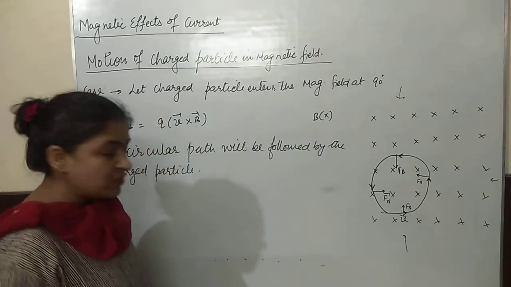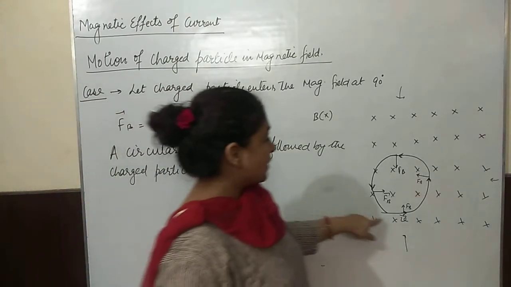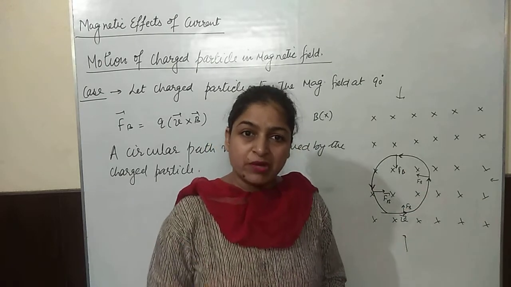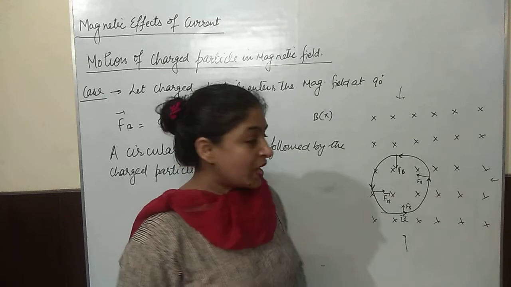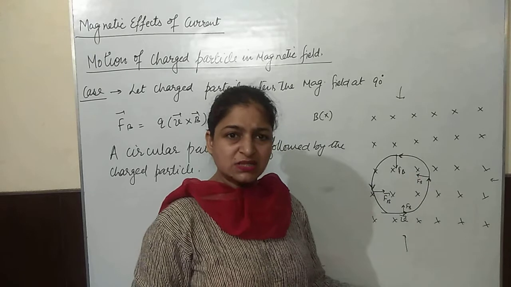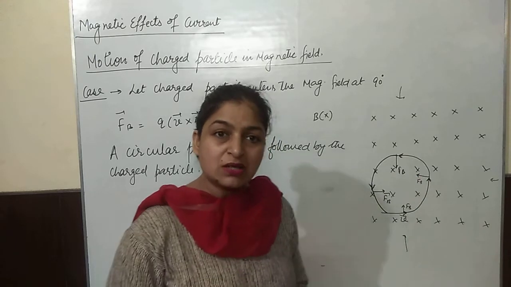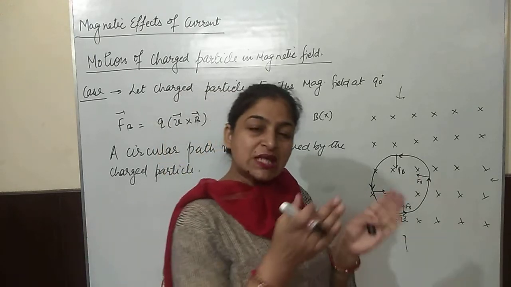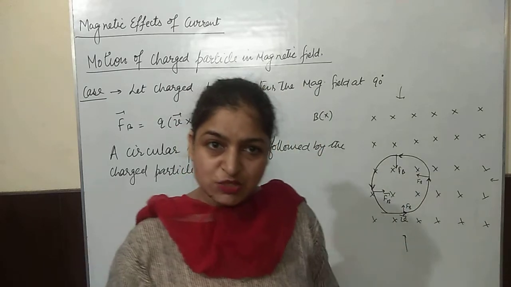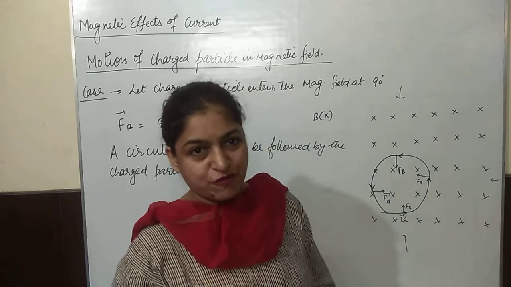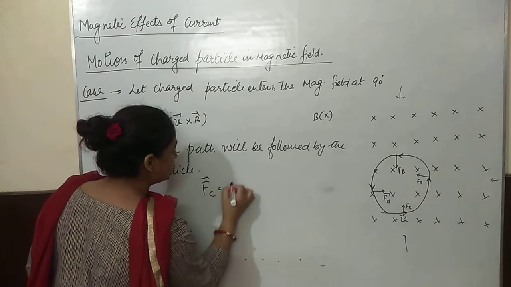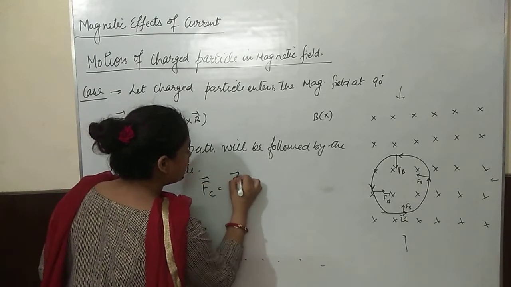For finding these parameters, one very important thing: whenever the charged particle moves in a circular track, we know that centripetal force is responsible for that. And the centripetal force is coming from the magnetic force itself, which is making the charged particle move in a circular track. So the centripetal force acting on the charged particle is basically the magnetic force.